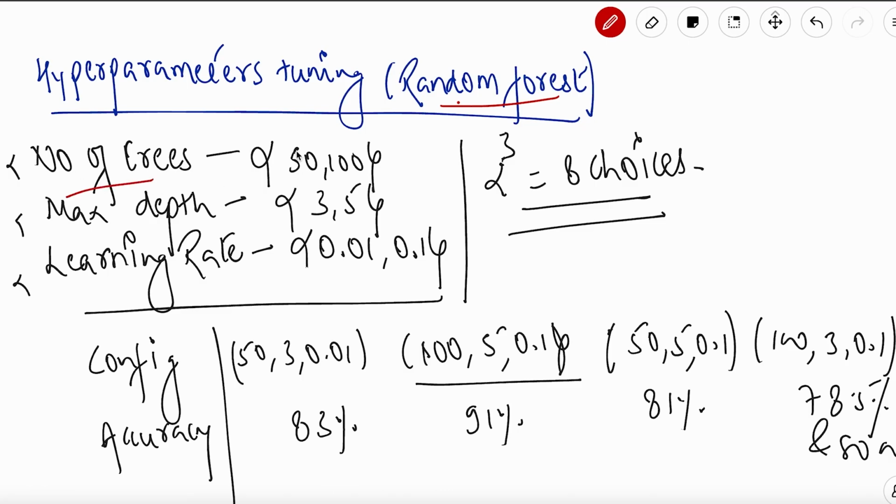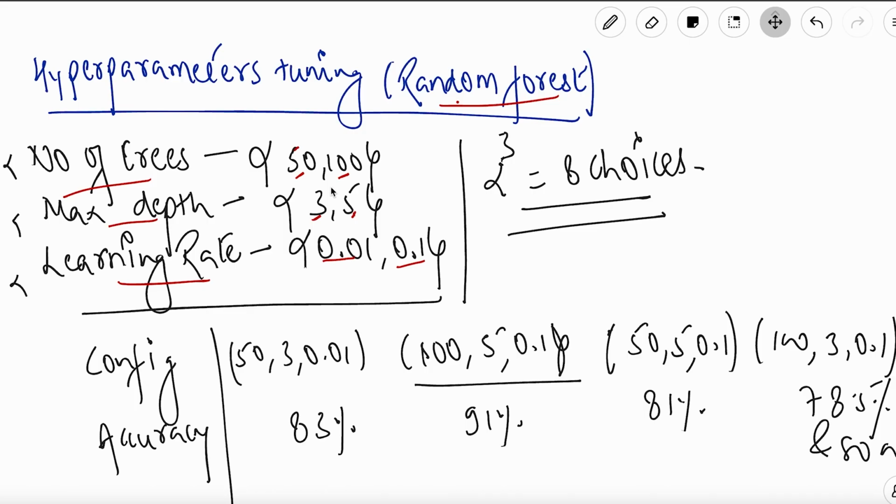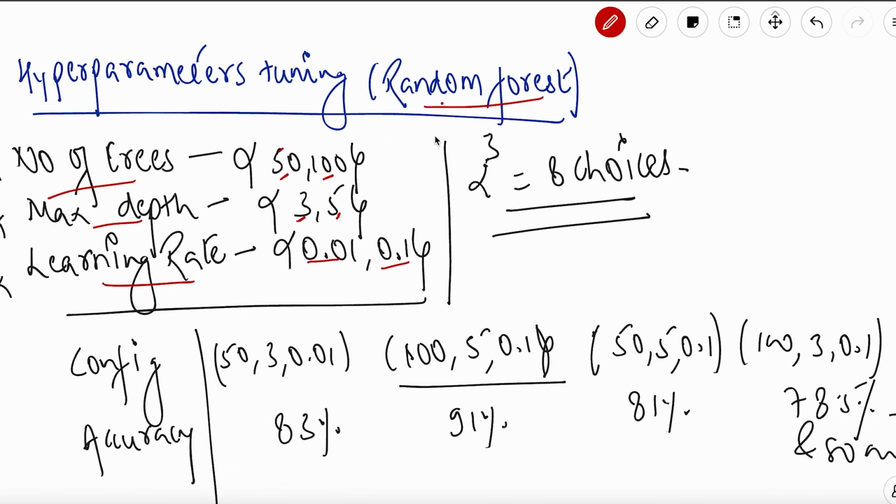We have number of trees. Let's say we take two values here, 50 and 100. We have max depth, where we have again two values, 3 and 5. We have a learning rate with two values, 0.01 and 0.1. Now we have three hyperparameters here. So how many combinations can we make? We can make 8 combinations here, because each of the parameters is having two values. So overall we can make 2 power 3, 8 choices here.